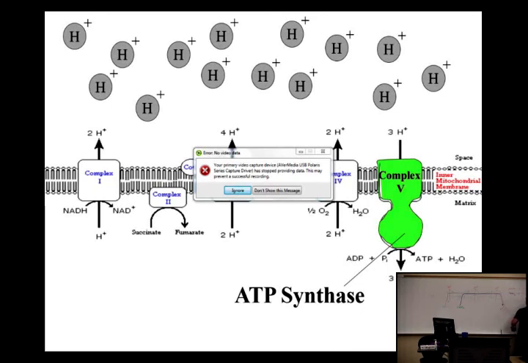So complex 5 is also known as ATP synthase, and before they knew what it did, they called it an EP, an elementary particle, because they didn't really know what it was. So I'll just show you.